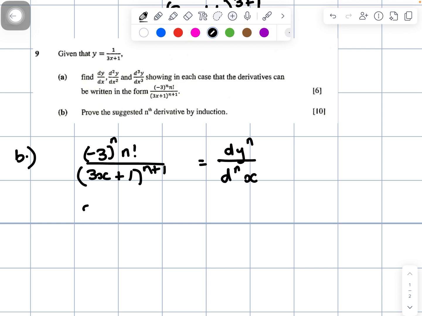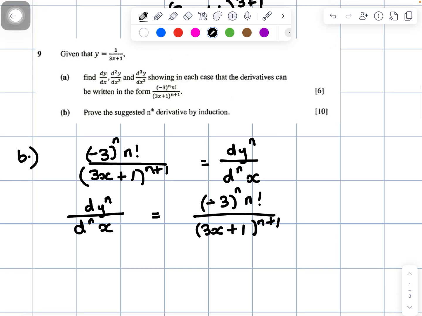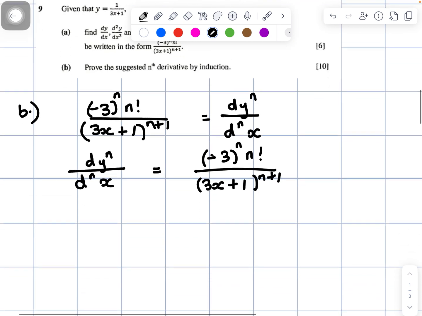Maybe let's just rearrange. We have d^n y over dx^n, I'm just rearranging the whole thing so that I have the normal left hand side and the normal right hand side. Yeah, 3x plus 1 to the power n plus 1. So we're going to use the previous answers so that we don't repeat the same thing. So consider the left hand side.